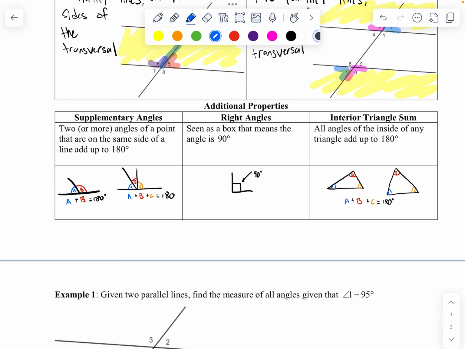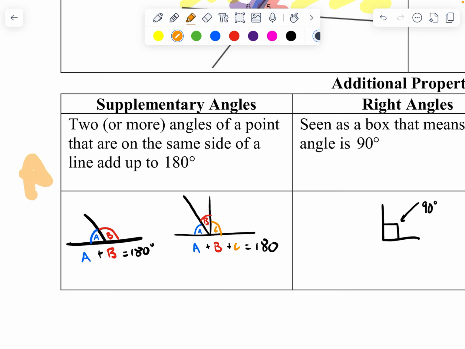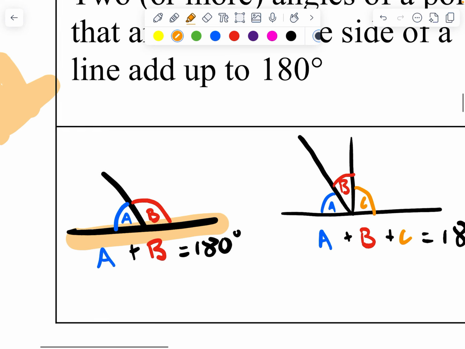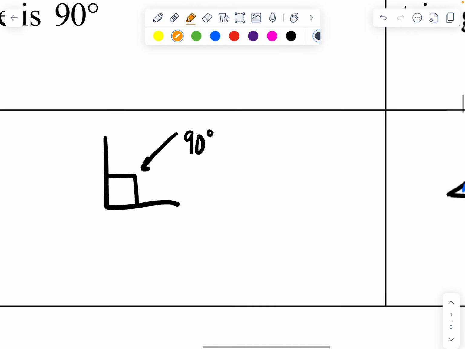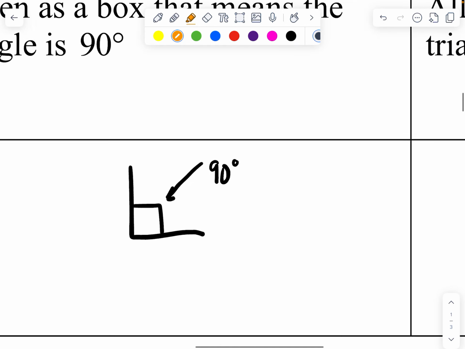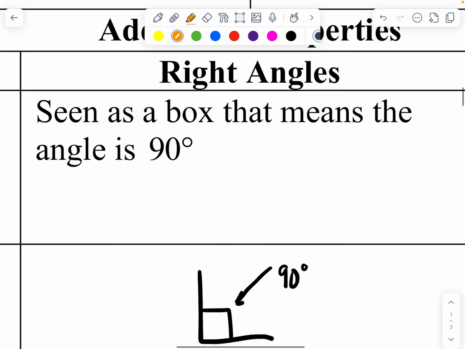Now, we have a few more properties that will be very helpful today. This is going to be your bread and butter, your supplementary angles. And that essentially means that on any straight line, all angles on one side of that straight line are going to add up to 180 guaranteed. So for example, A and B here add up to 180. If it's split into more angles, as long as they're all on the same side, A, B, and C, they add up to 180. Okay? And just notation, if you see a little box, that's always going to mean a right angle.